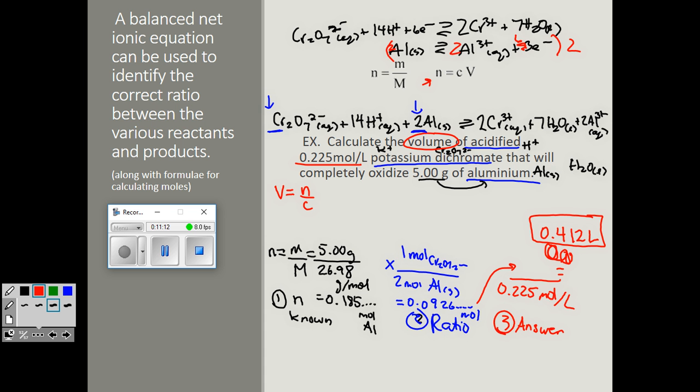So this is stoichiometry, a bit of a review. You figure out how many moles you have of something, you use the mole ratio to compare it to something else, and then you use that to calculate your answer. Does anybody want to ask anything about this example? Okay.